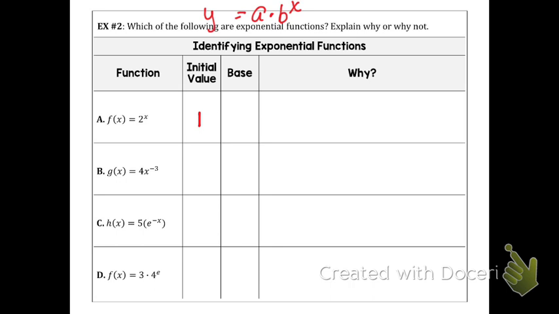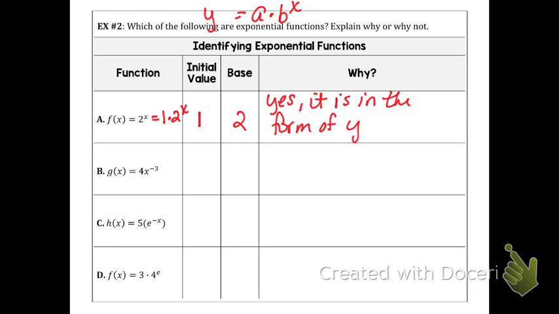Because this is just 2 to the x, that's the same thing as saying 1 times 2 to the x. So our initial value is 1, our base is 2, and is this exponential? Yes, it's in the form of y equals a times b to the x.